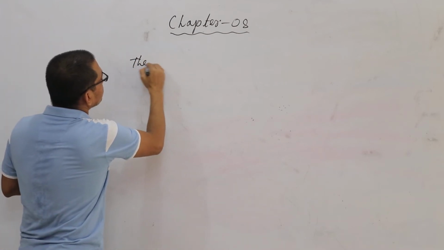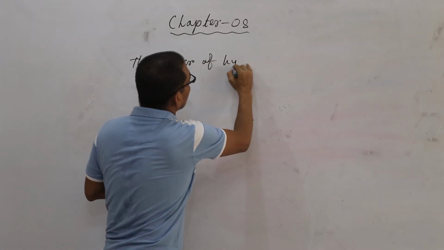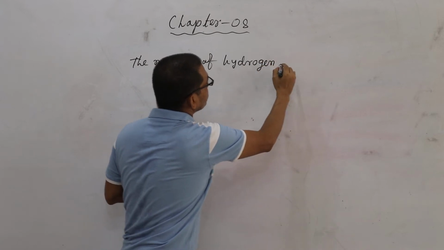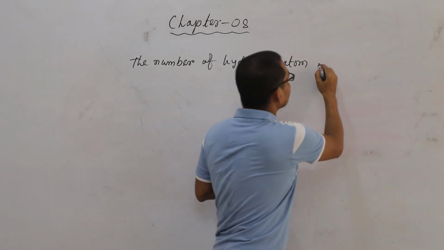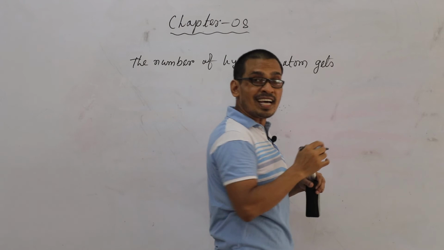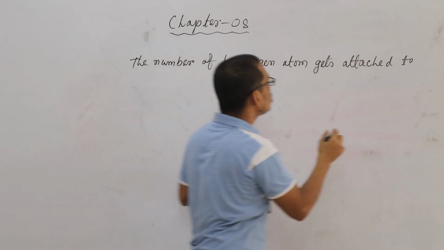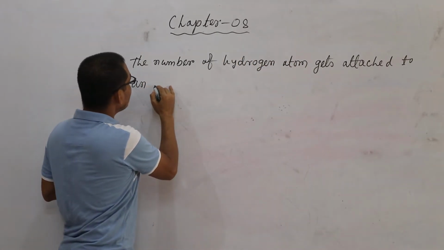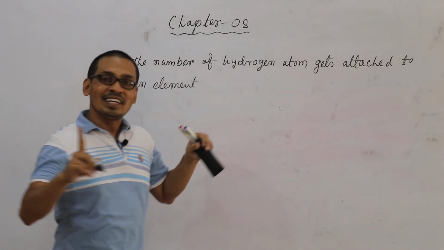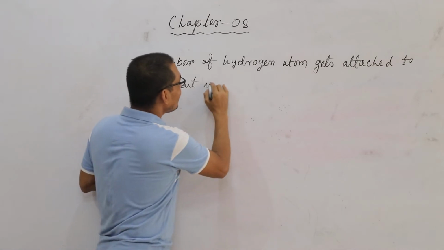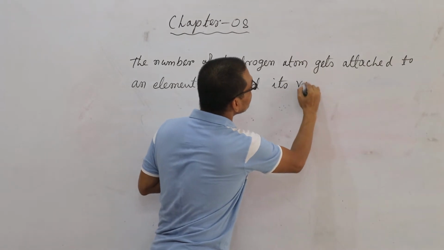The number of hydrogen atoms that get attached to an element is called its valency.